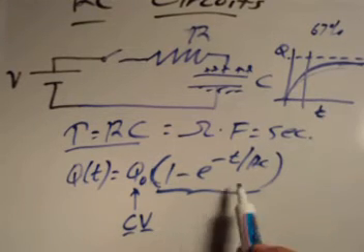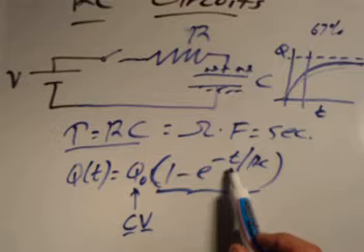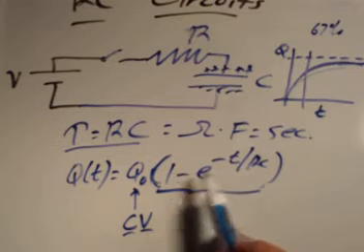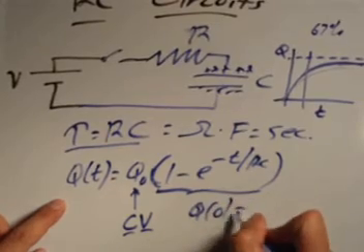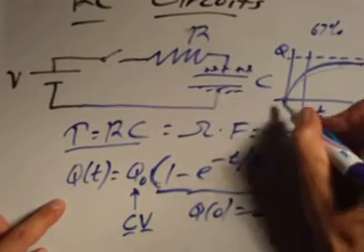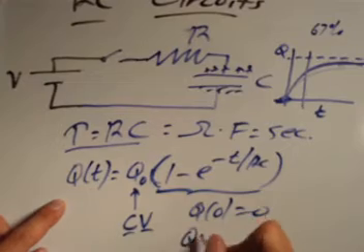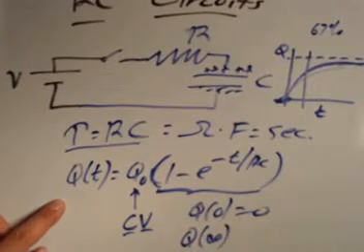We see that when t is equal to 0, when the switch is just closed, e to the 0 is just 1, and 1 minus 1 is 0. So at t equal to 0, there is no charge on it. The charging cycle has just begun. That puts us at that point right there. Now if we wait long enough, what is Q at time equal to infinity?